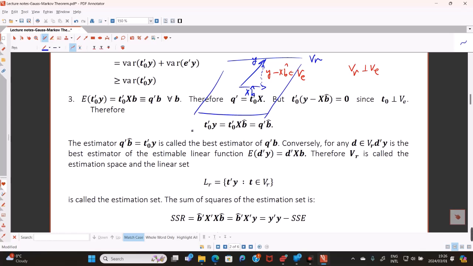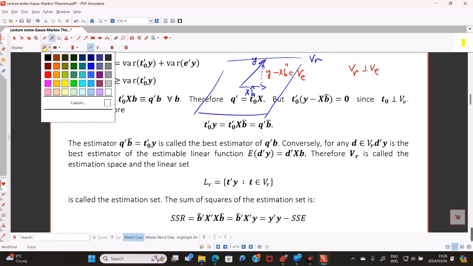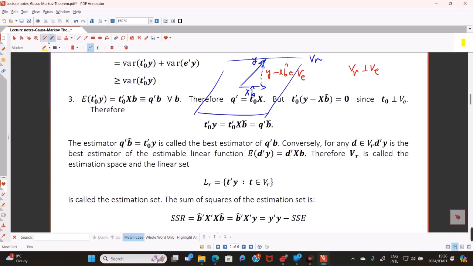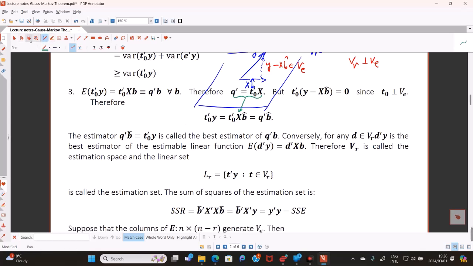Therefore, from this equality, T naught prime y is equal to T naught prime xb hat. And if I replace this one, instead of T naught prime x, I can write Q prime, and you see this T naught prime y is equal to Q prime b hat. So one way is proved.